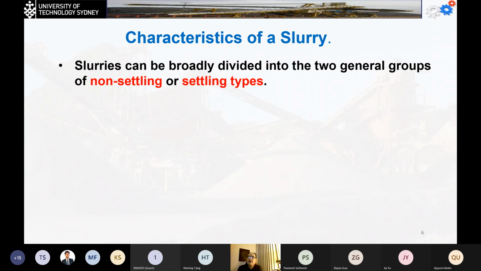The slurries can be broadly divided into two general groups. The first one is going to be non-settling, and we can have the settling types. In the settling types, the material will run at the lower half. Non-settling is going to be fully mixed, something like the diluted type of the airflow in the pneumatic system.